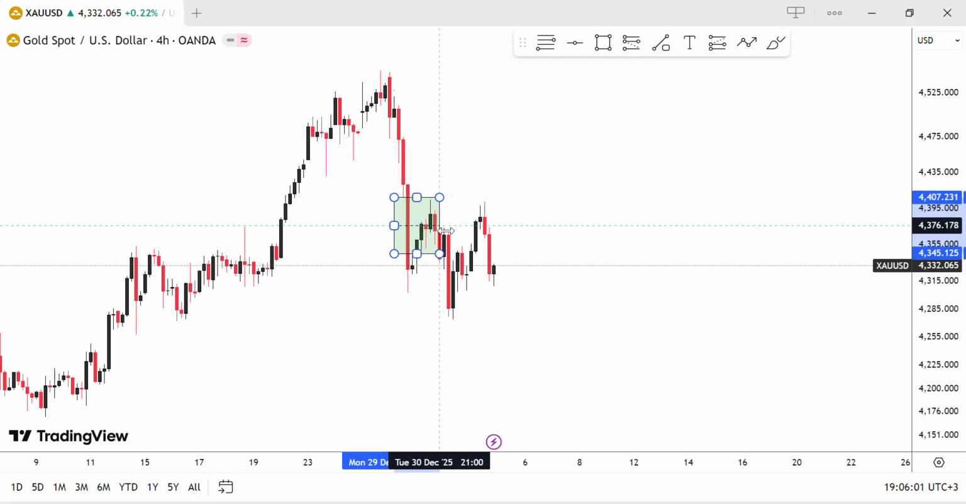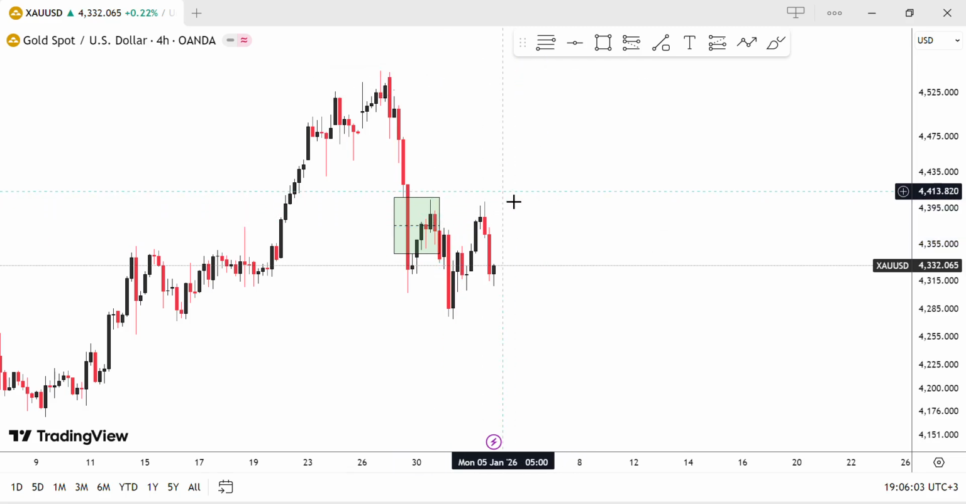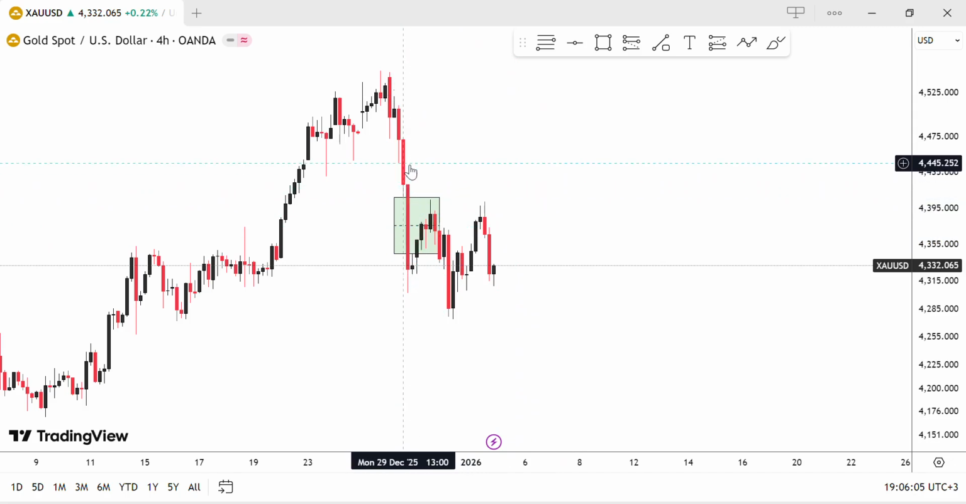When you look at this fair value gap, we consider this one as the first candlestick, this one is the second candlestick, and then this is the third candlestick. The third candlestick is closing below the second candlestick. So this gives us a high probability of the price retracing back to this imbalance, which is a fair value gap, and then it went down to collect liquidity here.